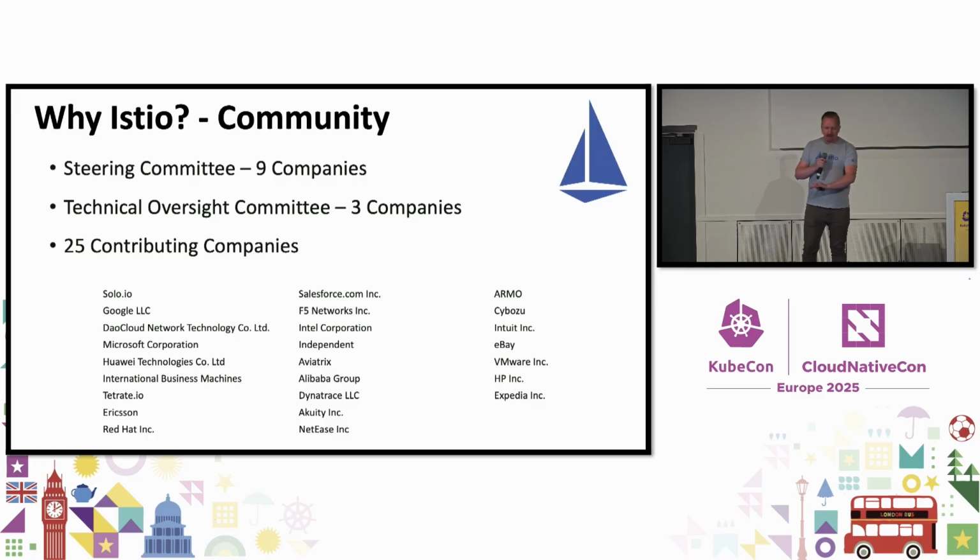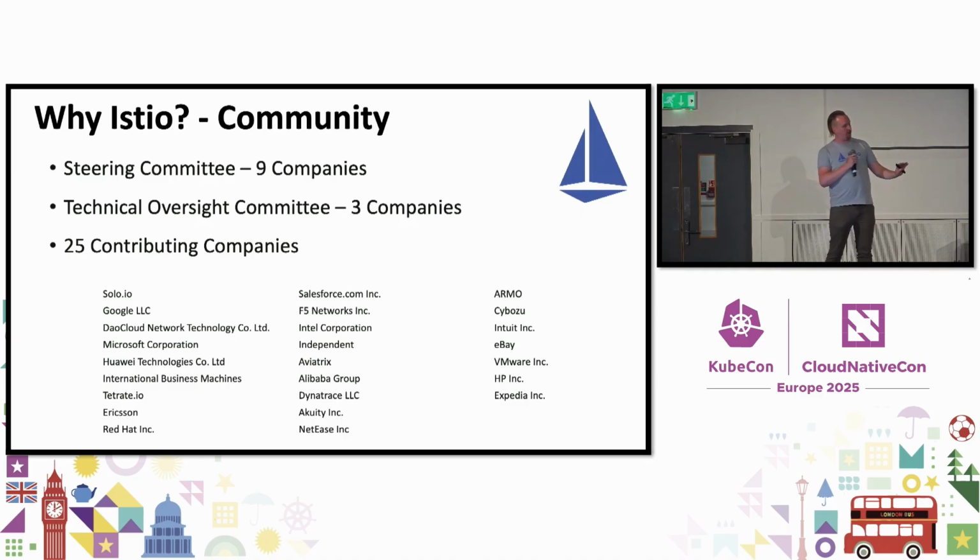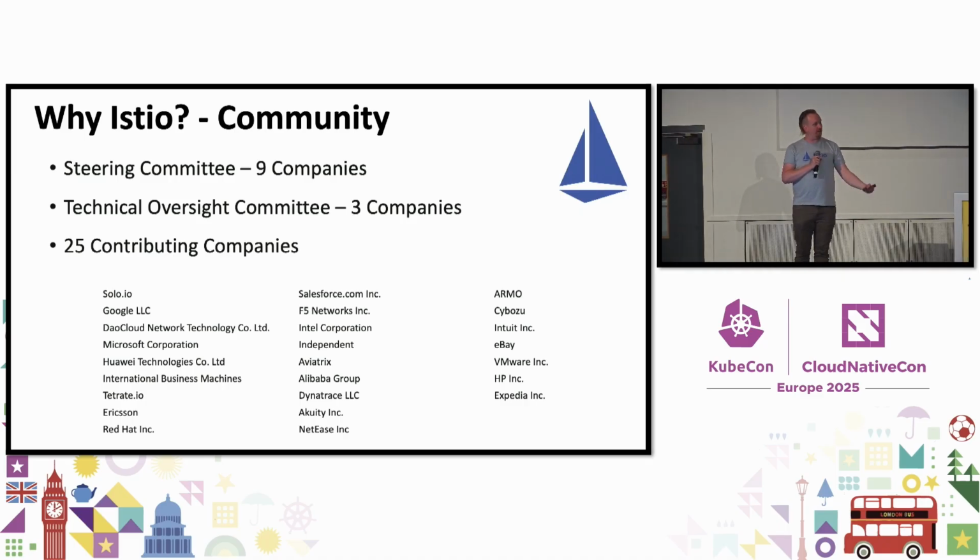So if 10 of these companies you see on your screen today were to disappear tomorrow, Istio would continue as a project. While I'm very proud of Microsoft's contribution, we're now the number 2 contributor to the Istio project, which is a great milestone for us. If we were to stop contributing tomorrow, you're not betting on Microsoft when you take out an Istio dependency or when you install Istio. You're betting on the community of the Cloud Native Computing Foundation and the Istio project, which is a really, really robust community.